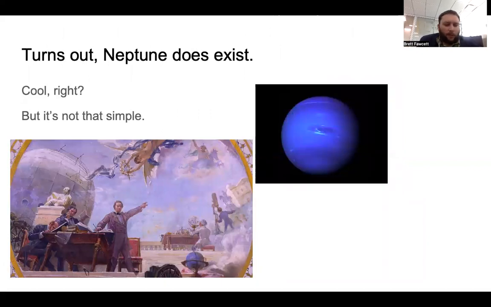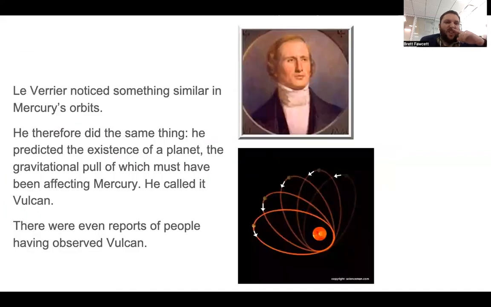That's pretty cool, right? But it's not that simple. Because Le Verrier noticed something similar in Mercury's orbits. They're also weird, according to Newtonian physics. So he did the exact same thing for them. He said there must be a planet that we haven't seen yet that's affecting its orbit. He called it Vulcan. And there actually were reports.